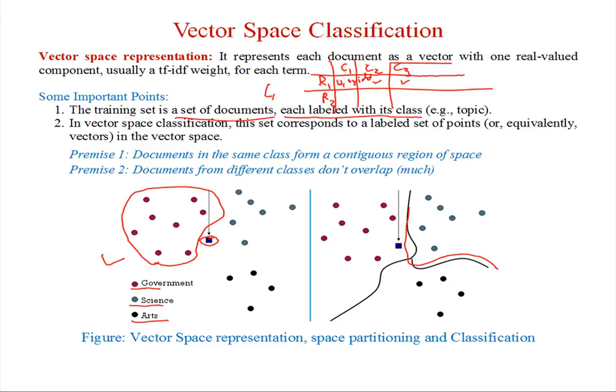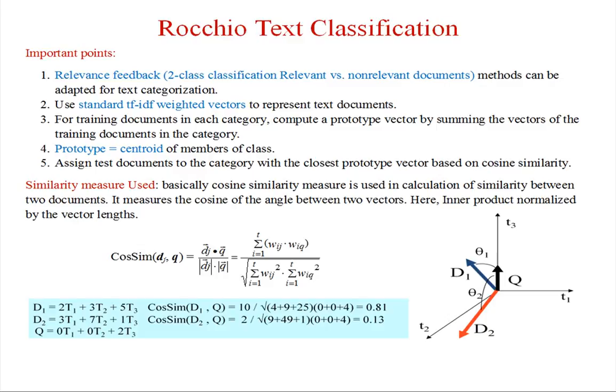Suppose in this set of documents, first we will learn what the cosine similarity is. Basically, the cosine similarity measure is used in calculating the similarity between two documents. Here we will go through a very simple example of how it can be calculated. For example, to calculate the cosine similarity between document D1 and query Q, represented as angle θ1, how can we calculate?